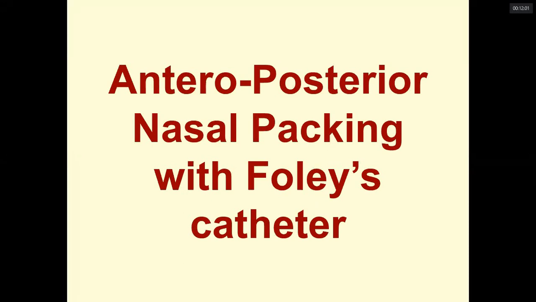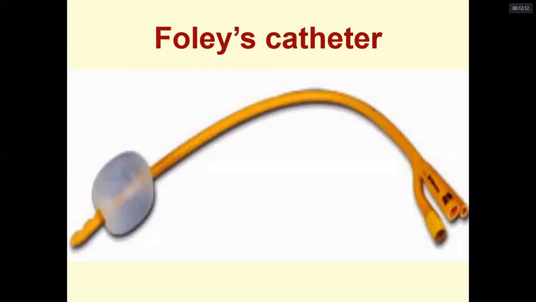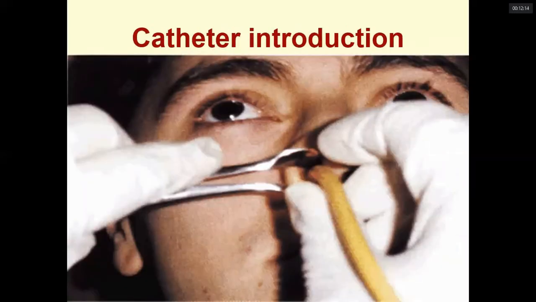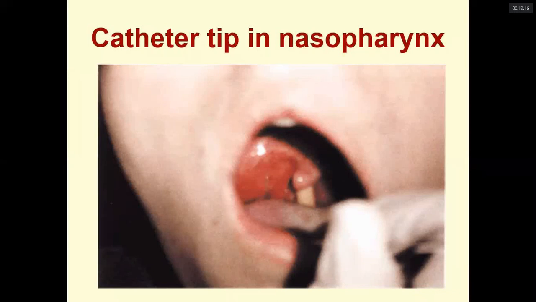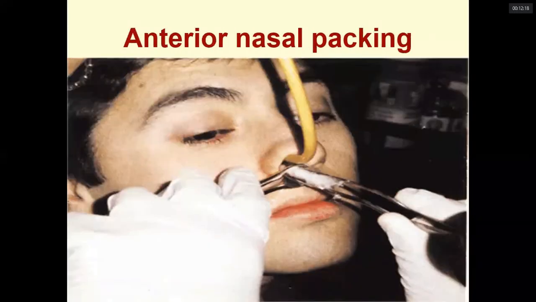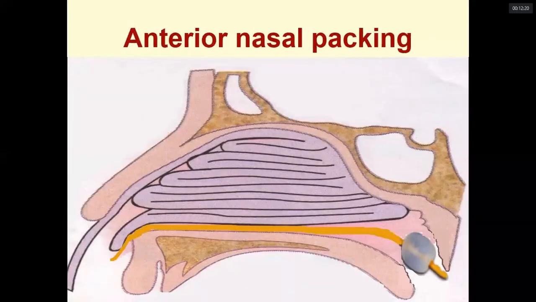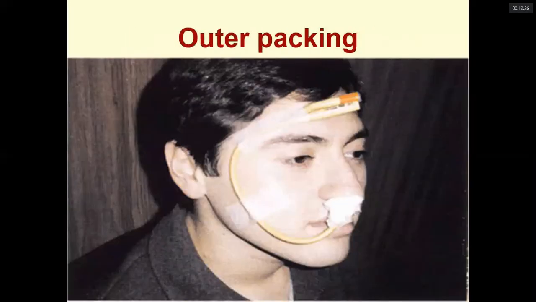Okay, so this is the method that is easier, and maybe you will be more likely doing this method. But using a gauze piece is a better idea. This is a Foley catheter. You put it inside the nose, inflate it and pull it back. Then you also pack the intranasal cavity, and you put the pack like this.